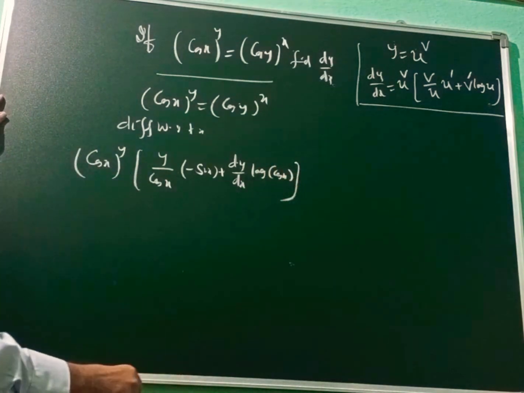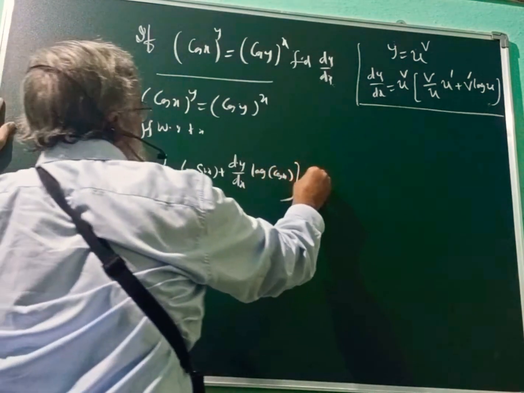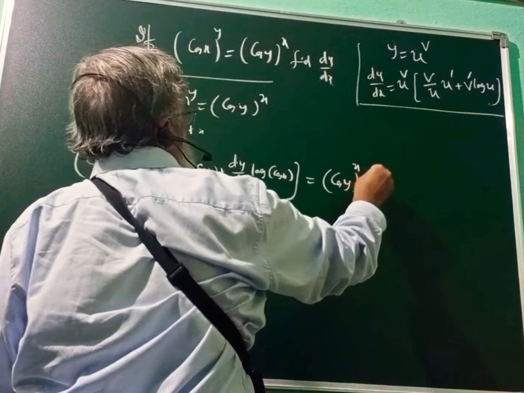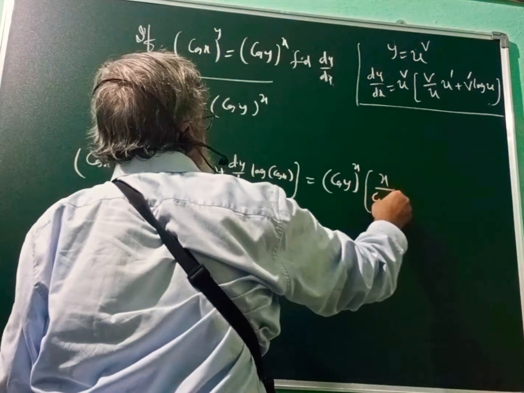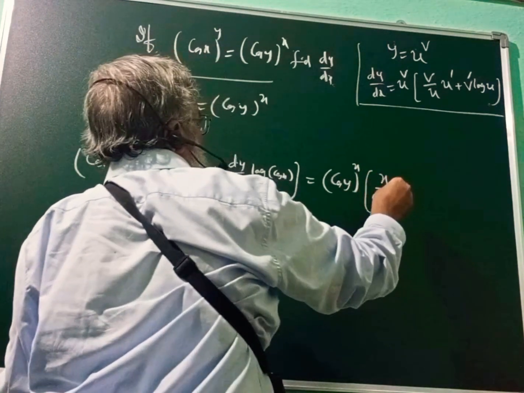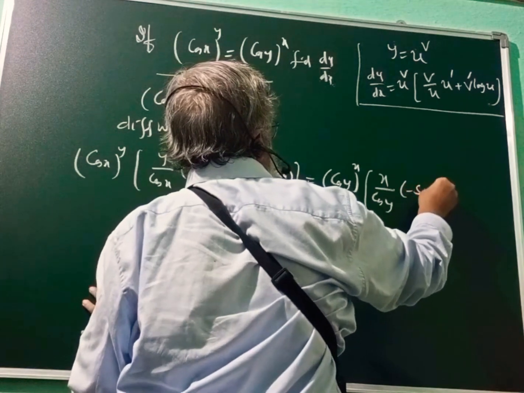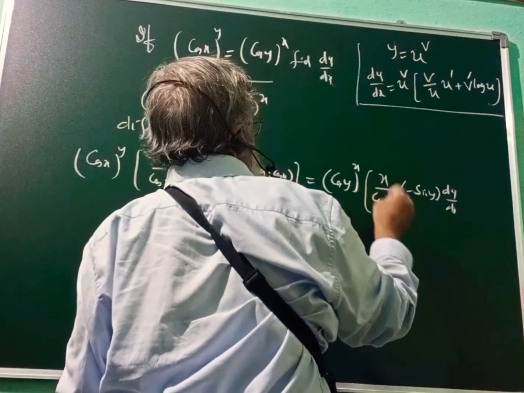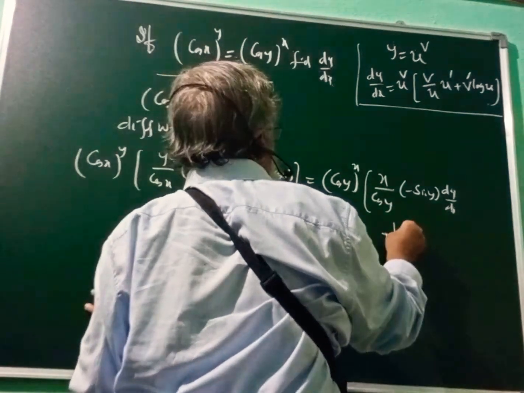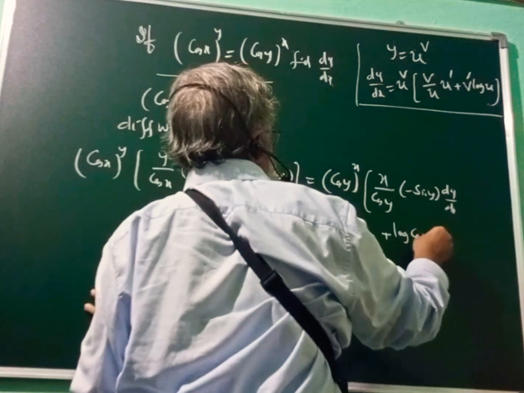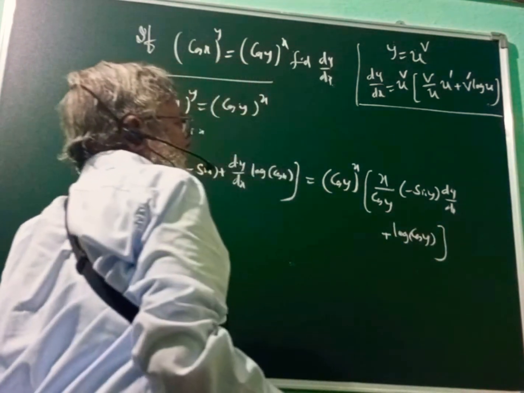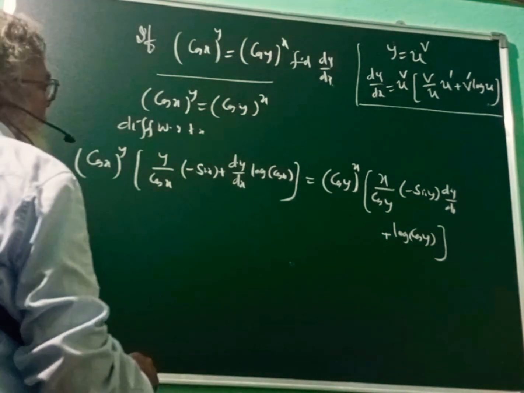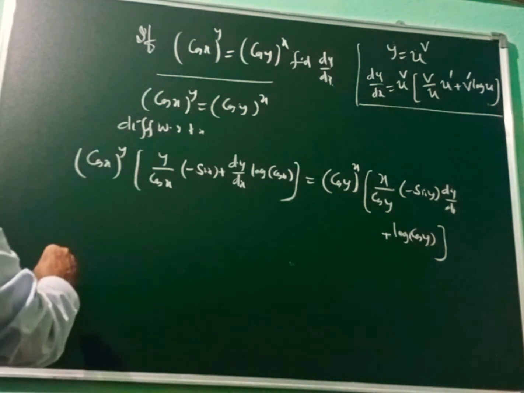Log of cos x. Now this is equal to cos y raised to x into x by cos y into differentiation of cos y, minus sin y, differentiation of y, dy by dx, plus differentiation of x, which is 1, into log of cos y. That is this. Now we have to open the bracket because we have to collect the term containing dy by dx.